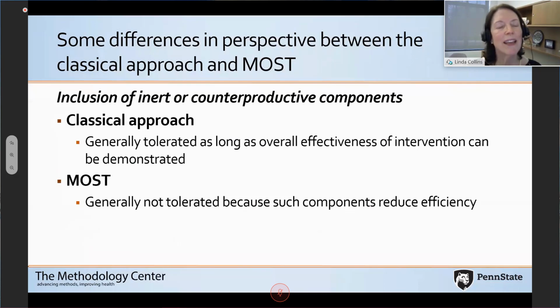Inclusion of inert or counterproductive components. I think it's interesting that in the classical approach, we never really talk about this, but it is generally accepted that an intervention is going to have inert or counterproductive components, and that's okay as long as the overall effectiveness of the intervention can be demonstrated. But in MOST, this is not tolerated. In fact, a big part of MOST is getting rid of such components because they reduce efficiency.